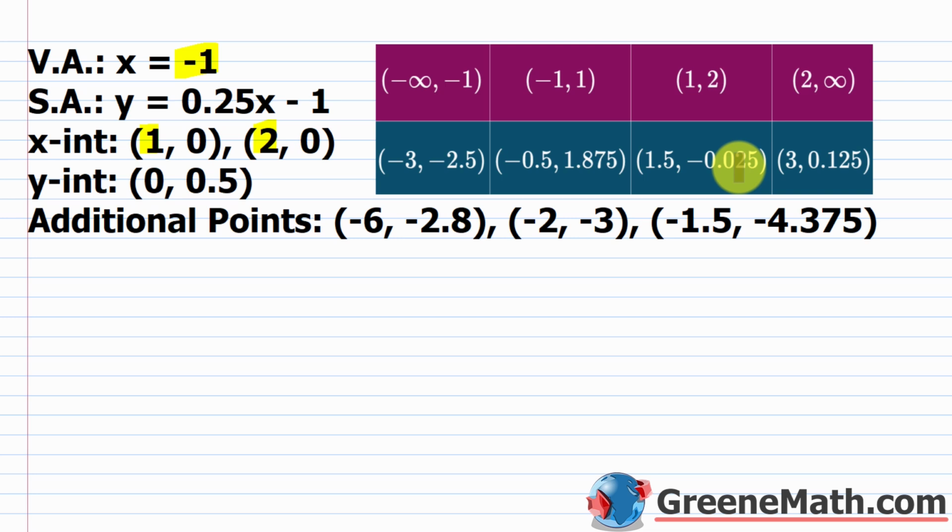So again, I'll just go to Desmos and show you that. You can just click on that link. If you need to get more detail, you can always just zoom in. So some additional points, just for us to get a better sketch: (-6, -2.8), (-2, -3), (-1.5, -4.375).